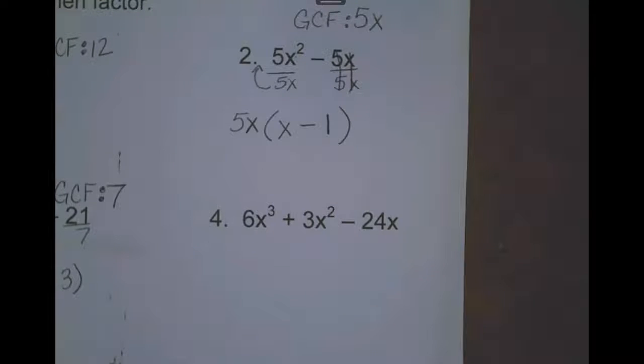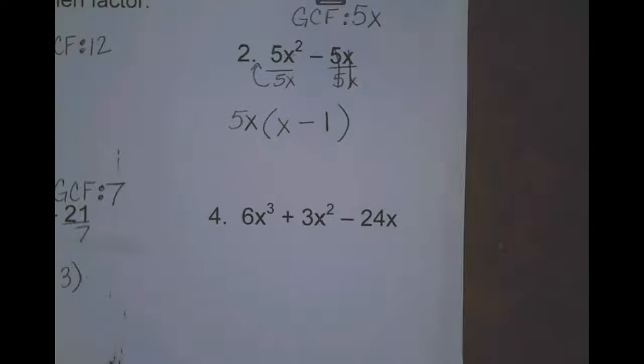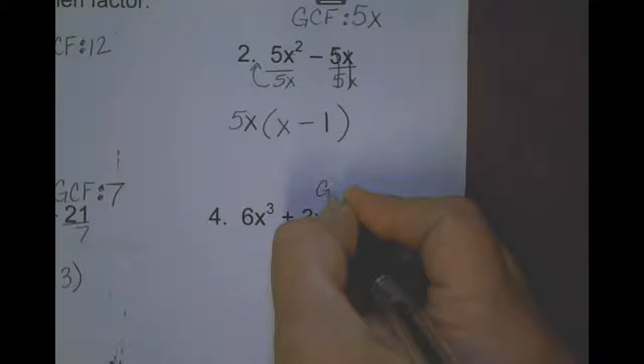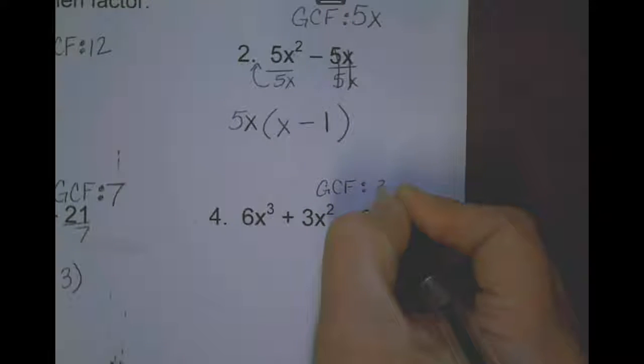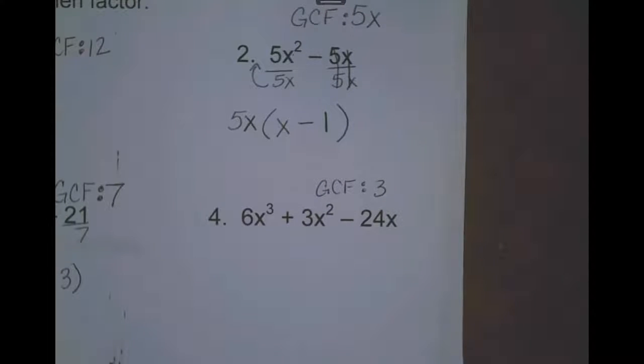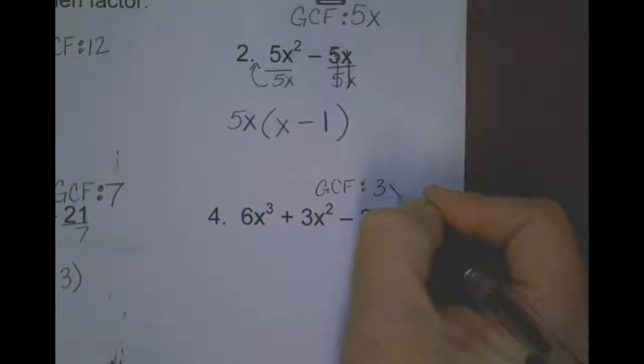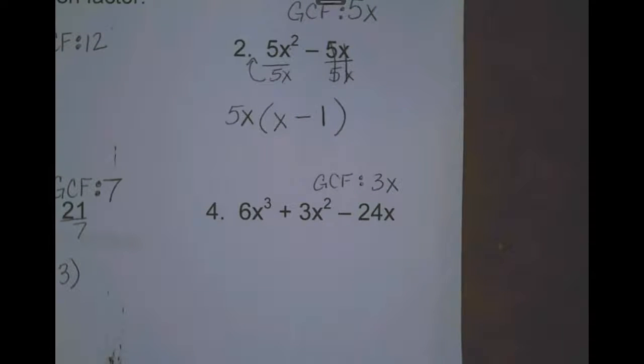Example number 4. Can I factor a 6 out of all of these numbers? Sometimes people try to factor out a 6, but what would 3 divided by 6 be? That would be a 1/2. We don't want to factor out and get fractions. We want whole number coefficients. So is there a number that divides 6 and 3 and 24? Do they all have a variable? So not only can I factor out a 3, I can factor out a 3x.